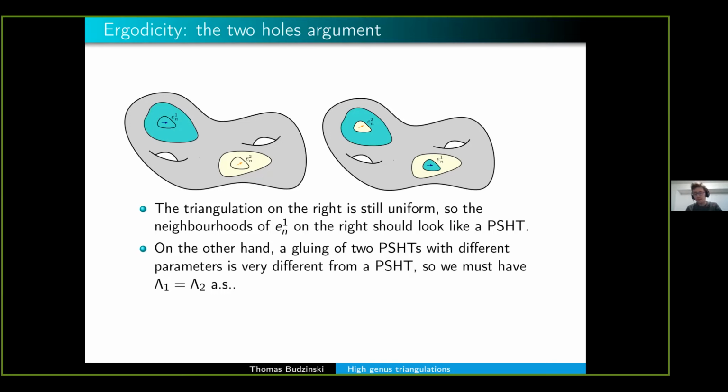But on the other hand, the lambda is linked to the average degree, and we can kind of see it as a notion of curvature. So if we know the total curvature of the surface, and if we know that the average curvature is about the same everywhere, then we know what this curvature should be. The curvature should be everywhere equal to the average curvature.